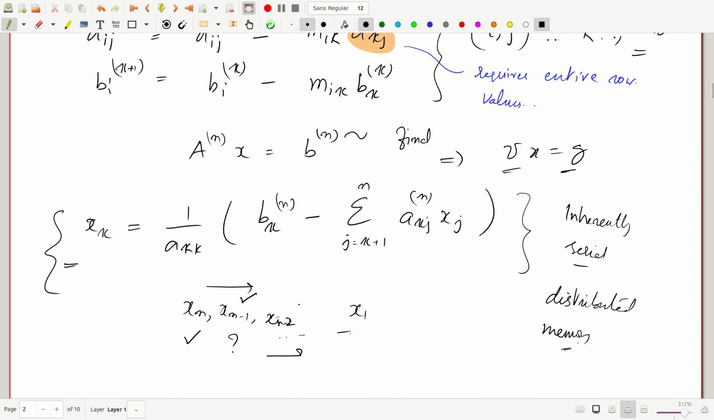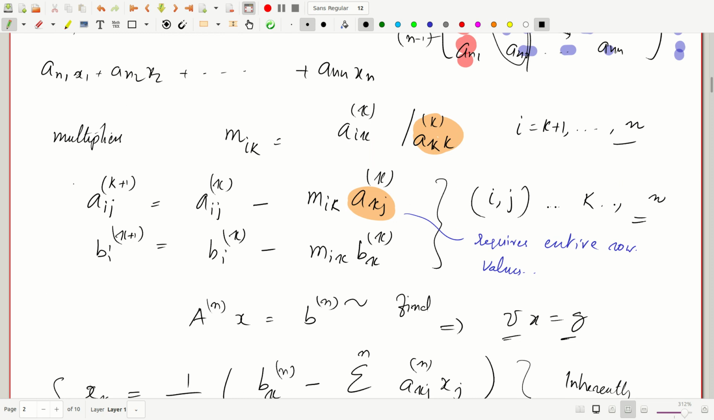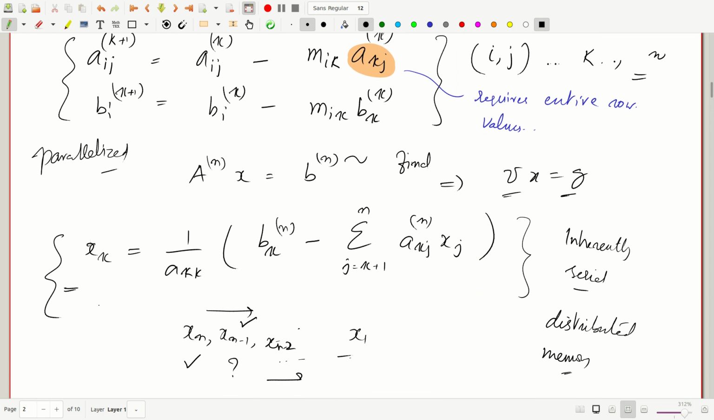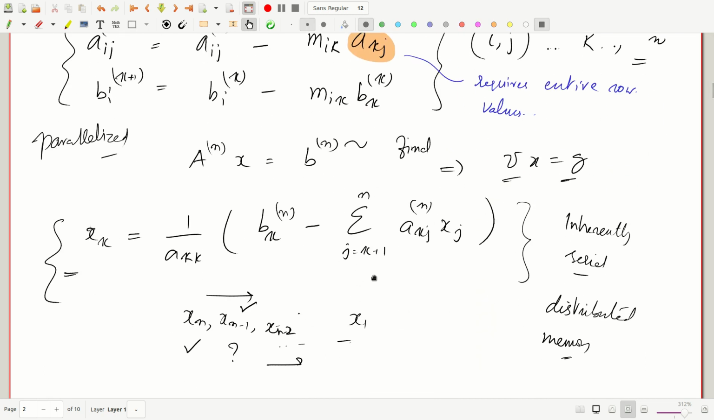However, the elimination phase can be parallelized. We also note that the maximum complexity in the computations comes from the elimination phase, whereas the backward substitution is only order n, so it doesn't make a lot of sense to worry even if we are unable to parallelize it.